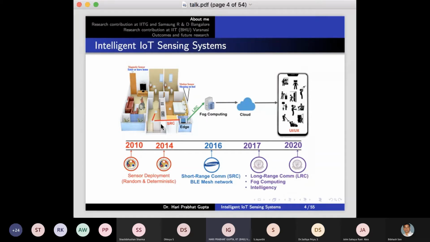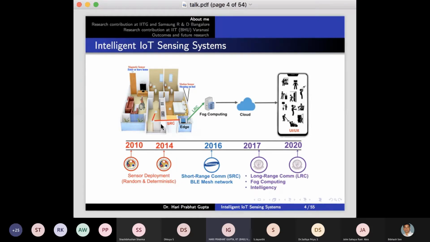After deployment, we focused on the BLE mesh network, BLE short range communication, in 2015-16 with Samsung R&D Bangalore, and we worked on the BLE mesh network. It has now become a proprietary Samsung solution in Bangalore, which uses this mesh network, and it's working perfectly. We will see the novelty in this work.